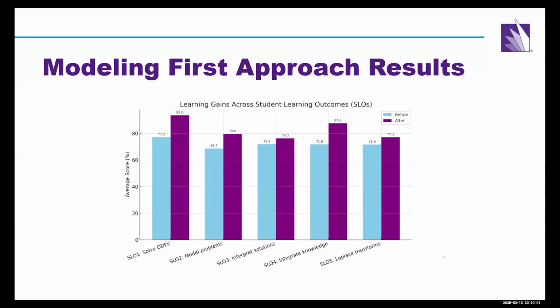We can see that the trending average of the class was a C. Immediately after we adopted this method, it moved to a B, and it's been standing at a B or a high B to an A average semester to semester.